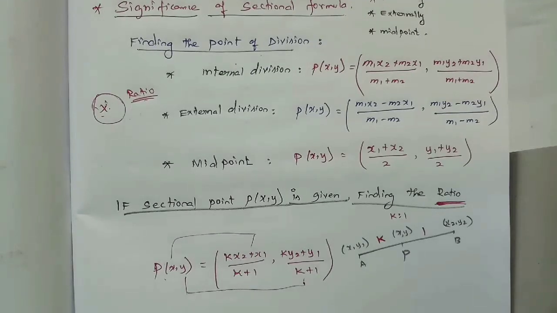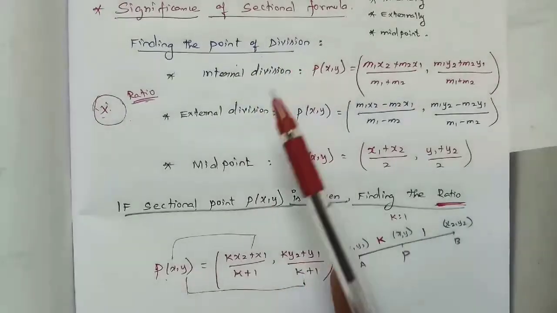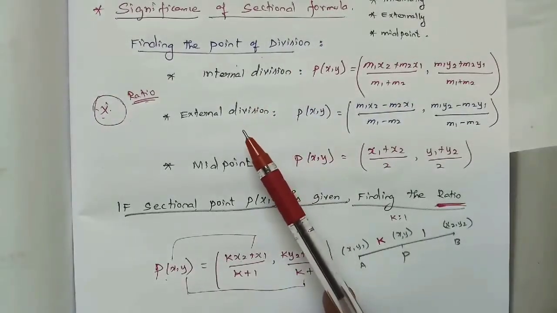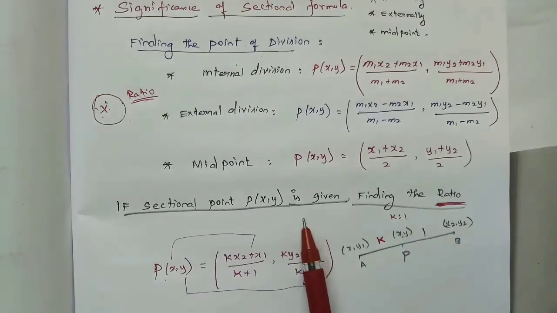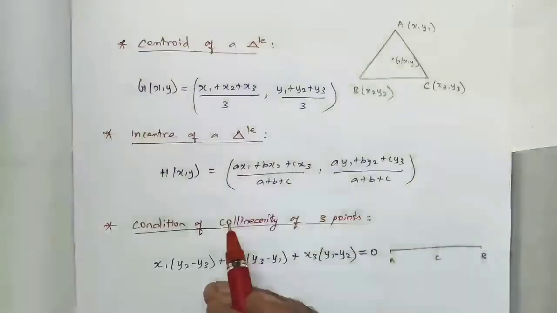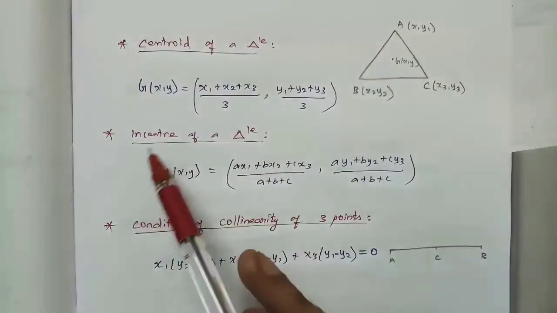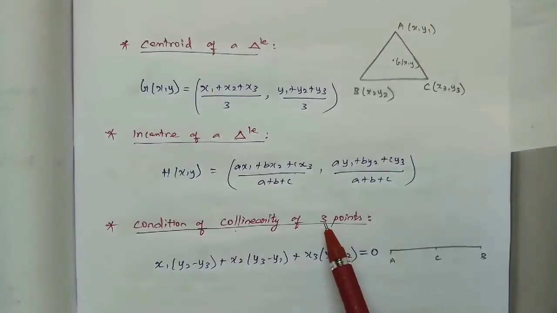Understood, right? So we saw what the section formula is, how we find the point of division. At the same time, if the point of division is given, then how we find the ratio. Still we have three more things: the centroid of a triangle, the incenter of a triangle, and then the condition of collinearity of 3 points.